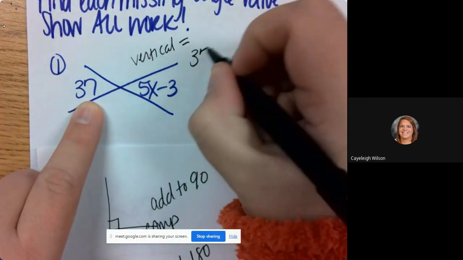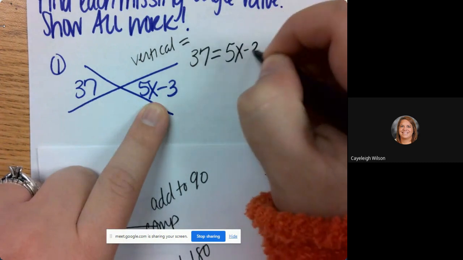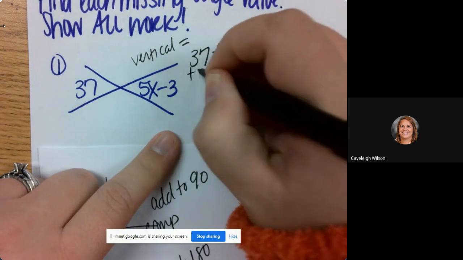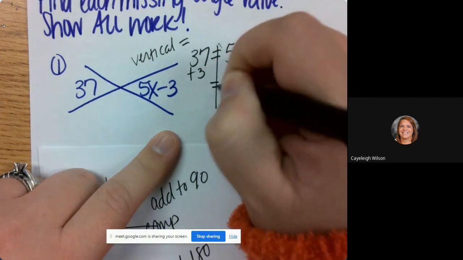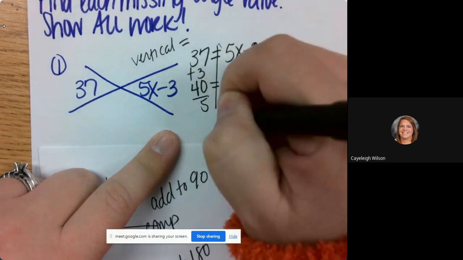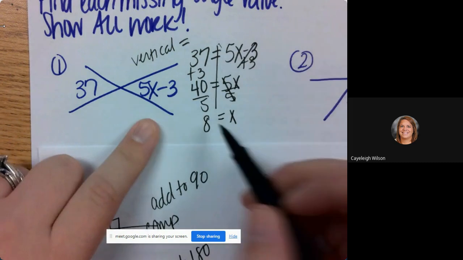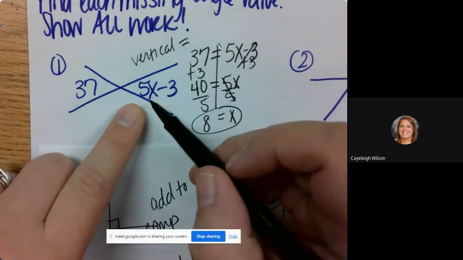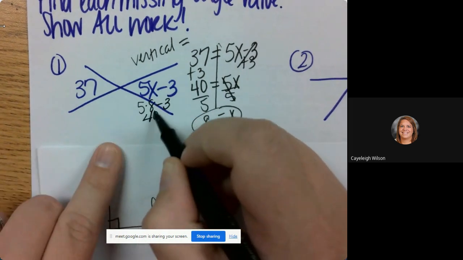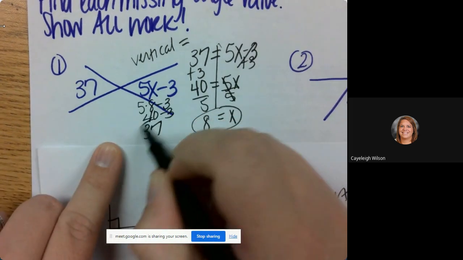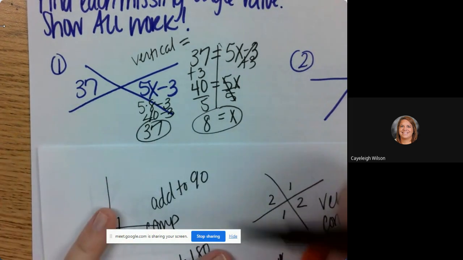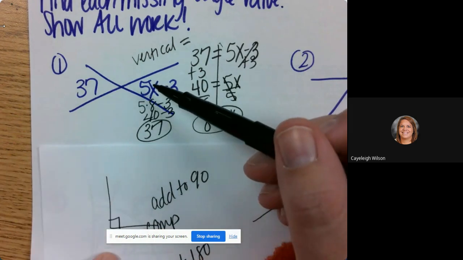So that 37 equals this 5x minus 3, and then I can solve it. It's a two-step, so I'm going to get rid of the minus 3 by adding 3. So that's 5x equals 40, and then I'll divide by 5, and x equals 8. So that's part of my answer. The other part of my answer is this. It's 5x minus 3, so it's 5 times 8 minus 3, so 40 minus 3, which is 37, which is what it should have been because they're congruent, so they're equal. So if they're across from each other, they're vertical and equal.